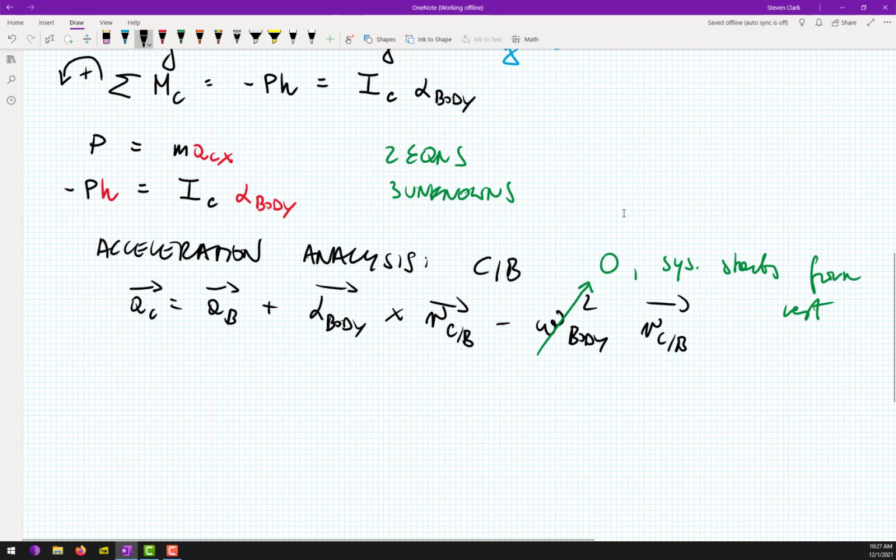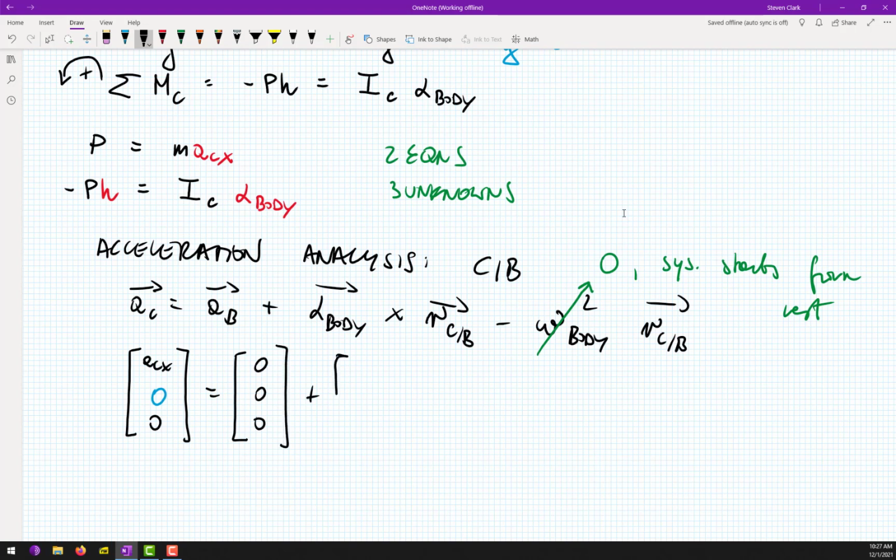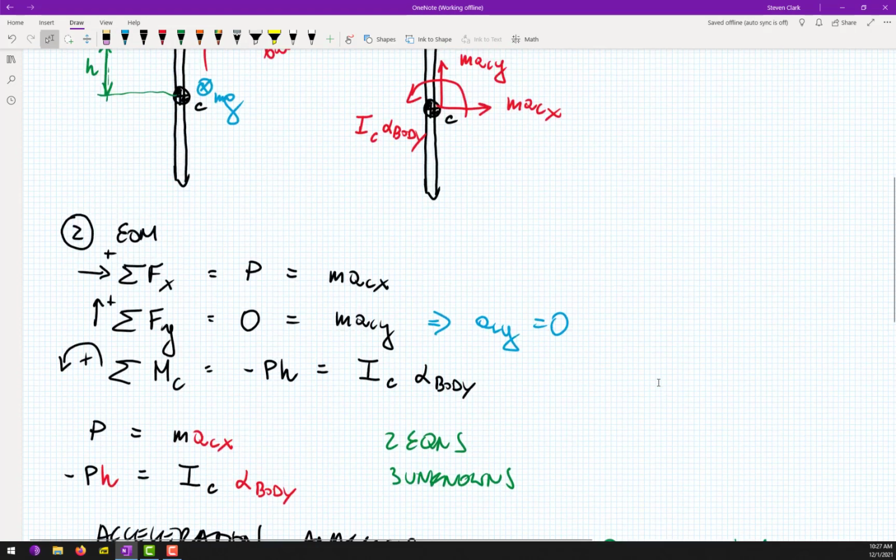Okay, so this is ACX, ACY 0. Yeah, but I think that ACY was 0. Yeah, so let's set this to 0. We found it earlier. They told us that this is 0. Yeah, 0, 0, 0 plus 0, 0, alpha body times this vector. Okay, let me draw it in the picture.